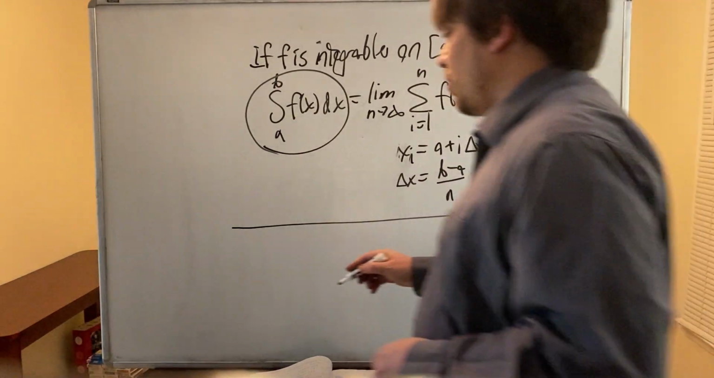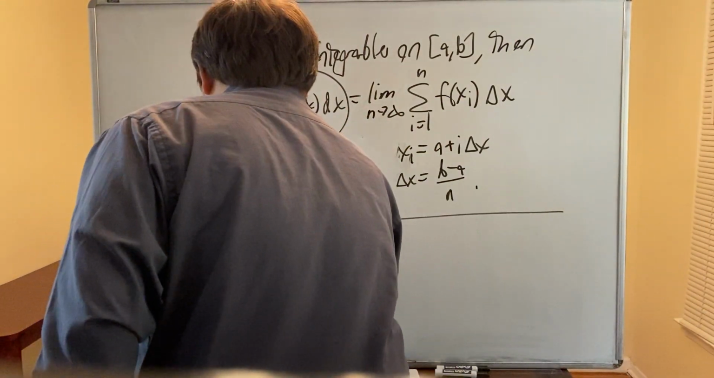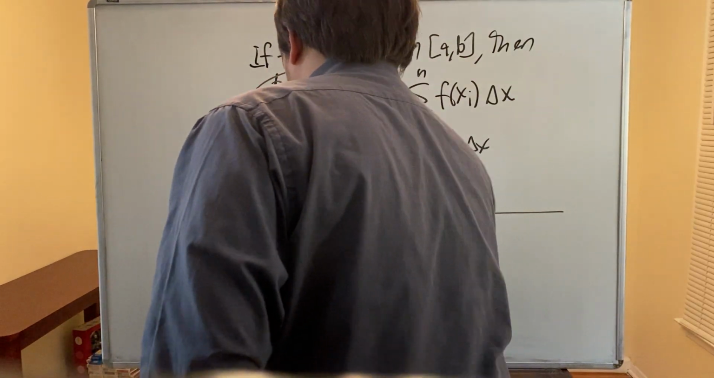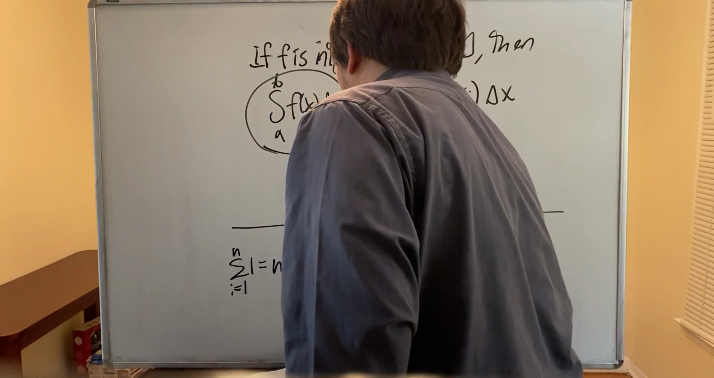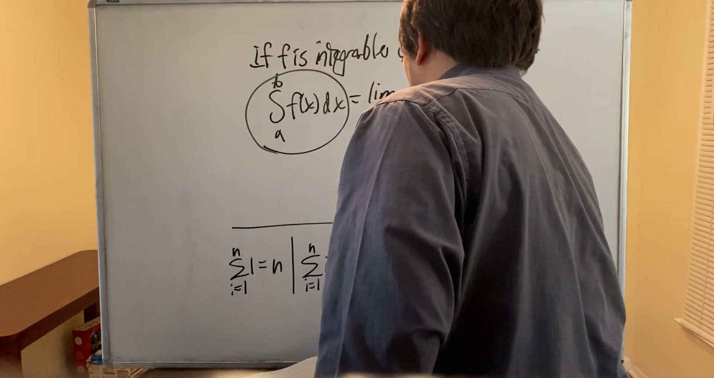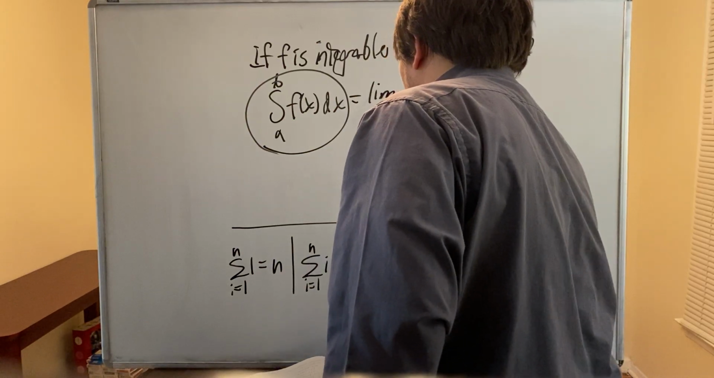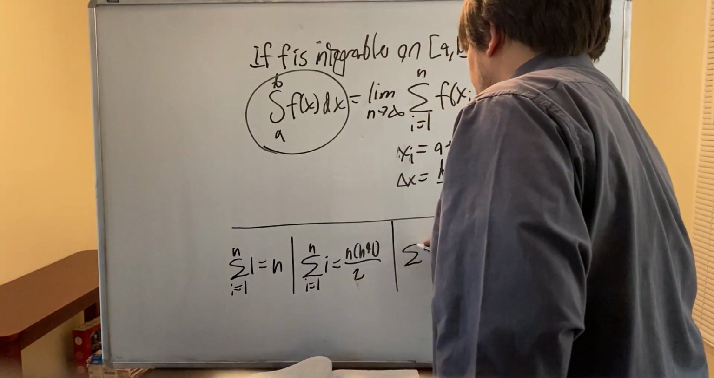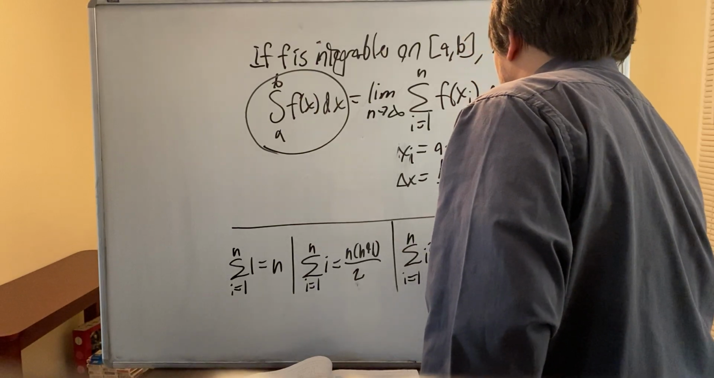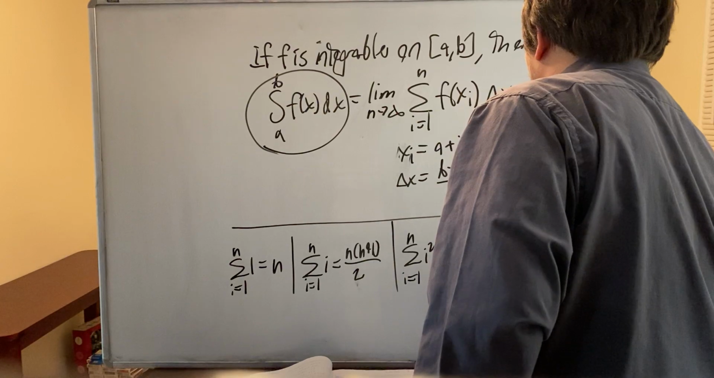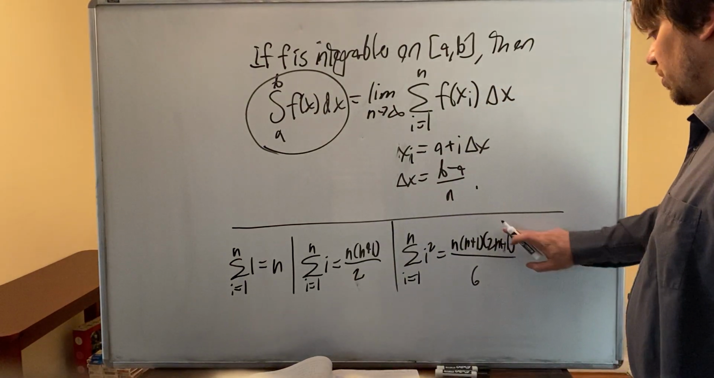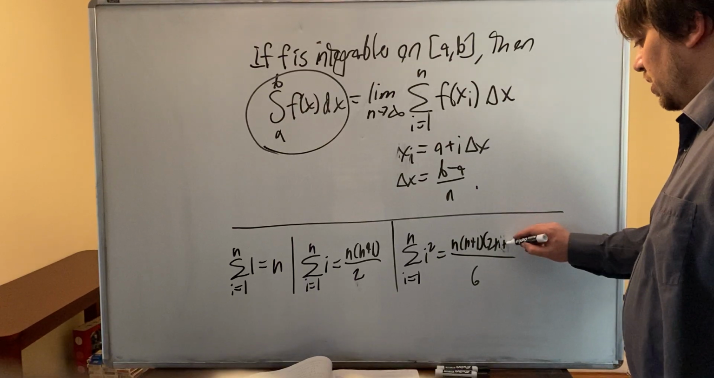You also need to know these formulas. The sum from i equals 1 to n of 1 is n. That's easy. The sum from i equals 1 to n of i is n times n plus 1 over 2. It's a little bit harder. The next one, the sum from i equals 1 to n of i squared is n times n plus 1 times 2n plus 1 divided by 6. That's a little bit more difficult. That's probably the most difficult one.